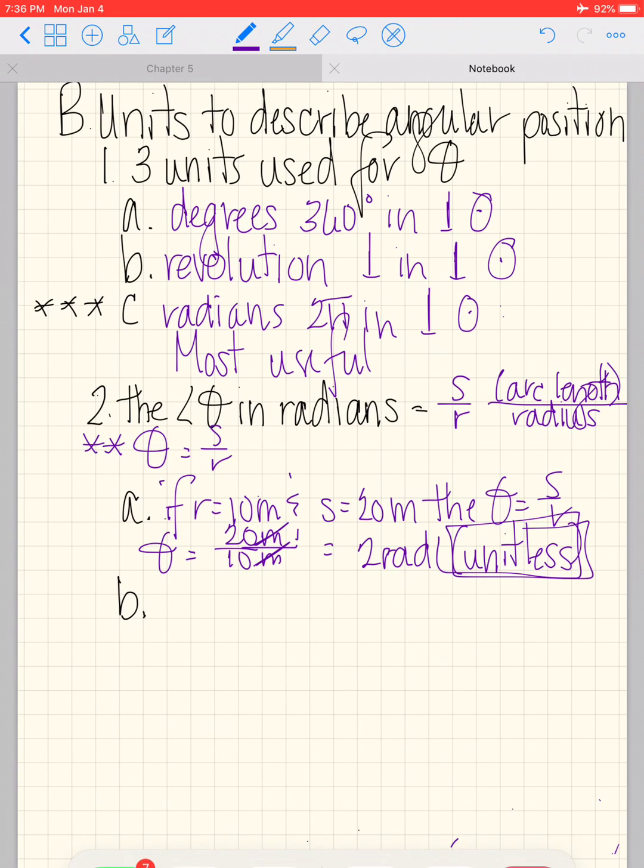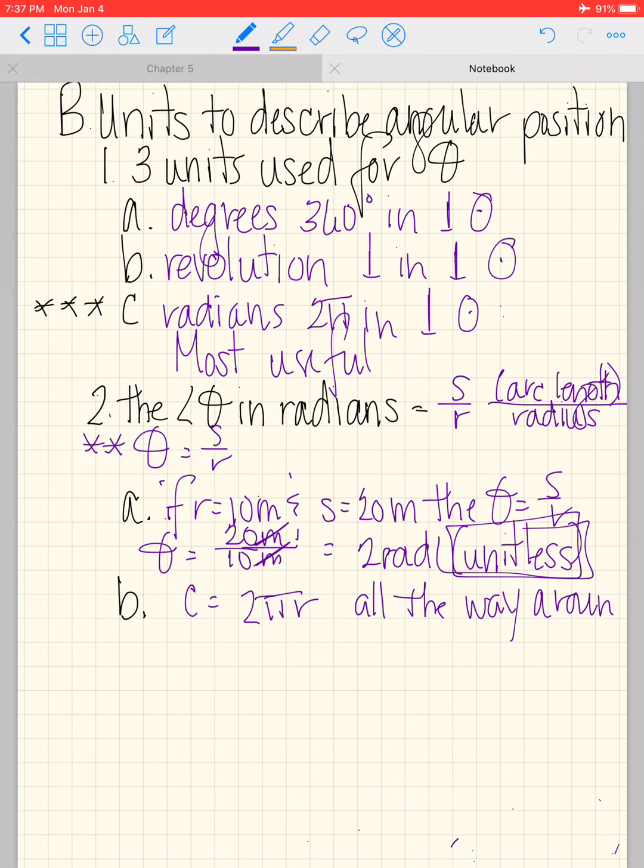If I know the circumference of a circle, all the way around the circle, is 2 pi r, that's just the formula for it. If that's the case, that's going to be one way around the circle. It's all the way around. All the way around the circle is 2 pi r, circumference of a circle. So let's work through then.